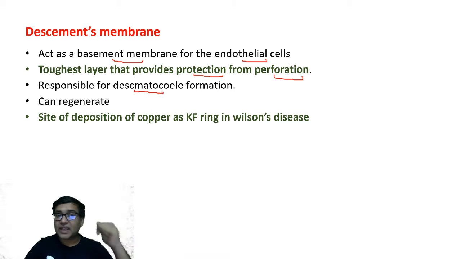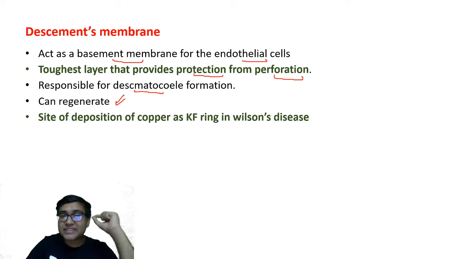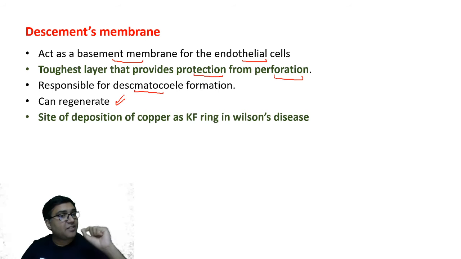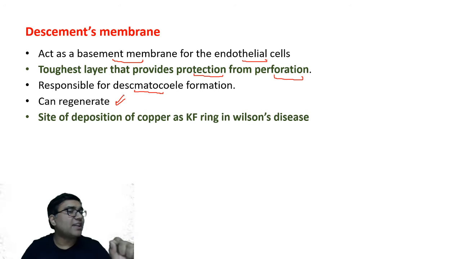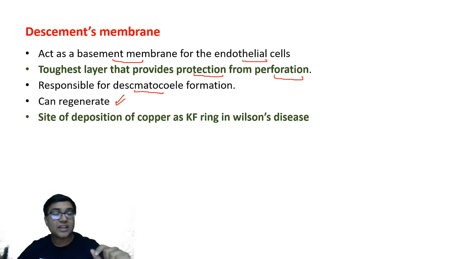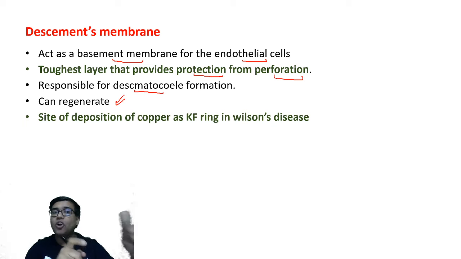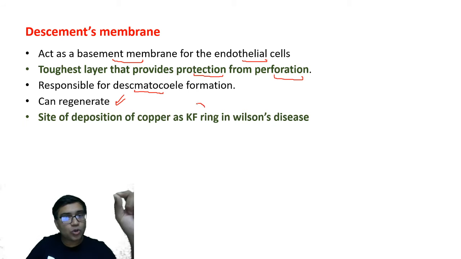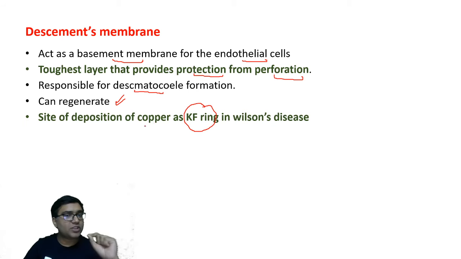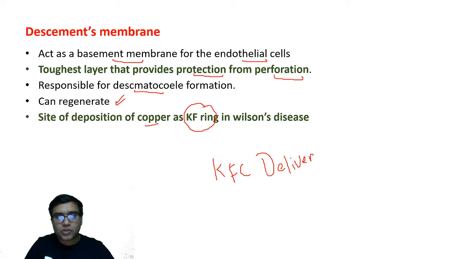to the maximum. Remember, like epithelium, this also can regenerate, but it does not regenerate within 48 to 72 hours. So the maximum regeneration capacity is of epithelium and not of the Descemet membrane. As I told you, it is the site for deposition of copper. Okay, so remember a mnemonic: KFC delivery. In KF ring we have copper deposition in Descemet membrane. Is it clear?